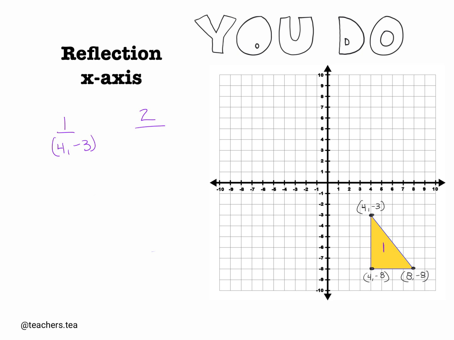I'm changing over the x-axis, so I'm keeping the x the same, which means this stays as a 4, and the -3 changes to a positive. Let's go there. And I'm going to do 4, 3. My next one is 4, -8. I'm going to keep the x, change the y to a positive, 4, 8. And last but not least, I have 8, -8, which will change into 8, +8. So we have 8 and 8. This is going to be number 2.